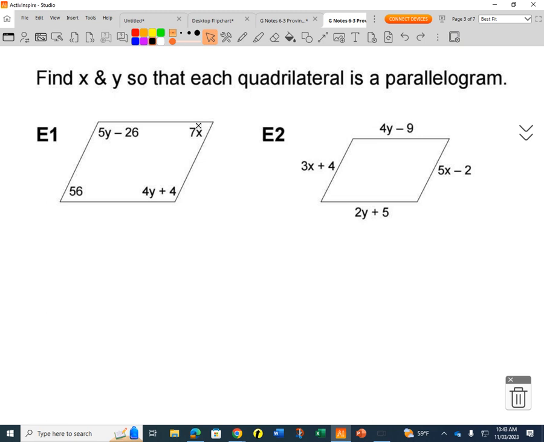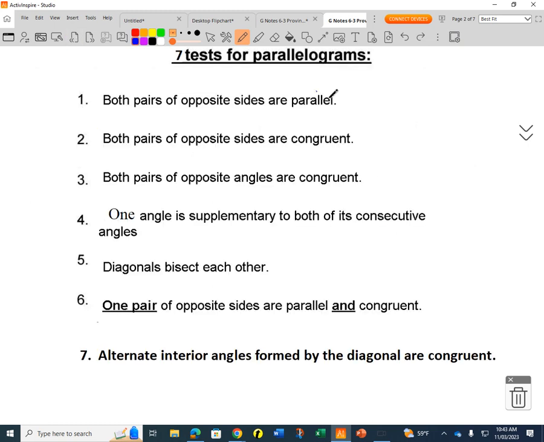We want to know what values for x and y would make the quadrilateral in example 1 a parallelogram. Because they have only angle measures marked in the diagram, we're only looking at the properties or tests that we learned about that have to do with angles. So opposite angles are congruent, and one angle is supplementary to both of its consecutive angles. So we're looking at those two.